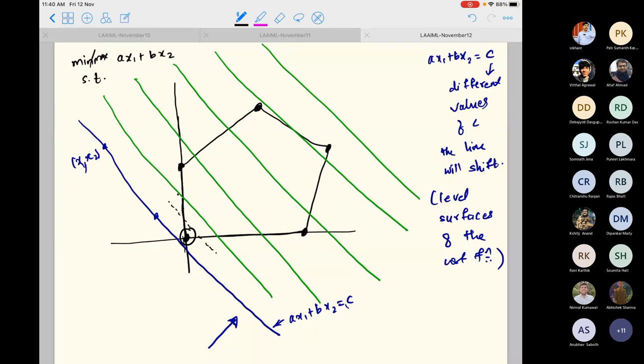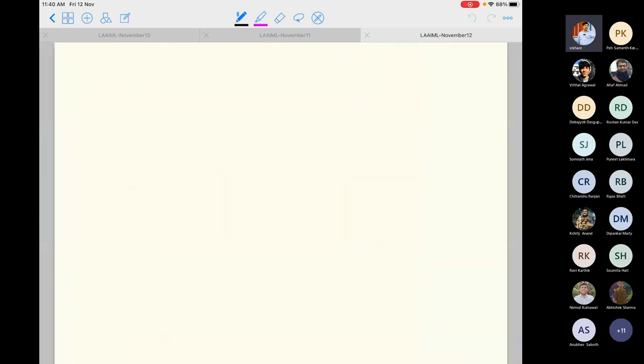Is that fine? And now you will ask me why I started talking of these level surfaces and these things. The reason why I started talking about level surfaces is this.